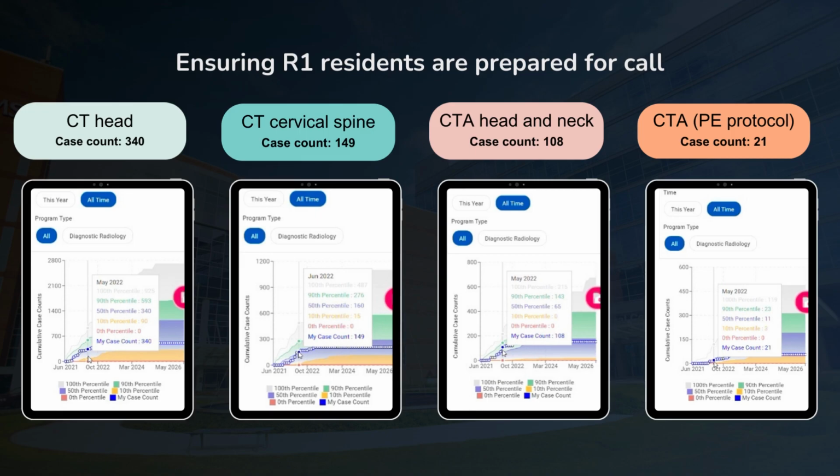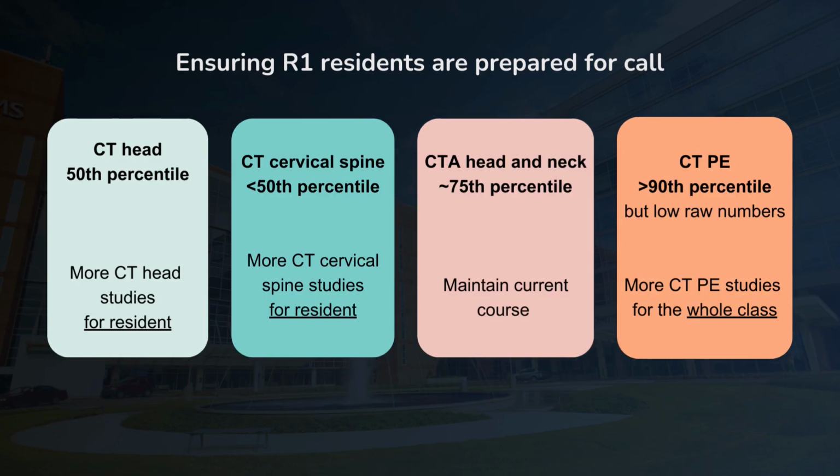We've also tracked case volume in critical study types to make sure the R1 residents are properly exposed before taking call. And here are some of the most critical study types for taking call: CT head, CT cervical spine, CTA head and neck, and the CT PE protocol. And as you can see, we use this algorithm to act on this R1 case experience, depending not only on percentiles, but also raw numbers of cases.